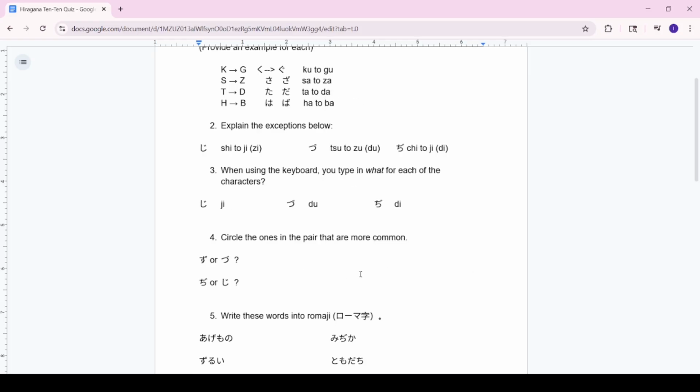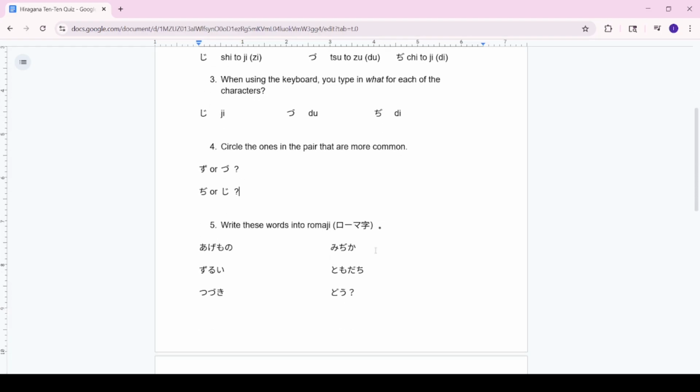Okay, just circle the ones in the pair that are more common. Is it this one or this one? Well, I can't circle it, but it is this one. And then for these two, they're both G. Which one is more common, this one or this one? So this one is more common.